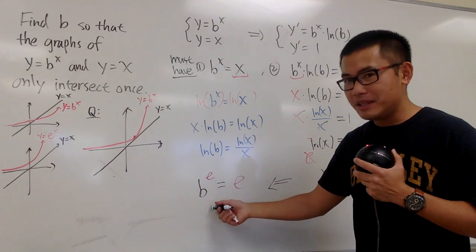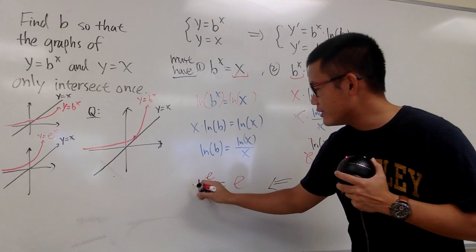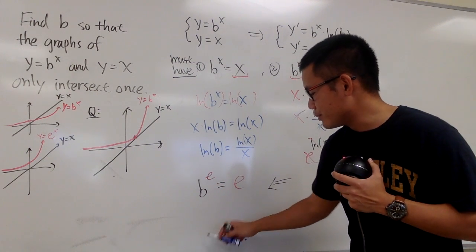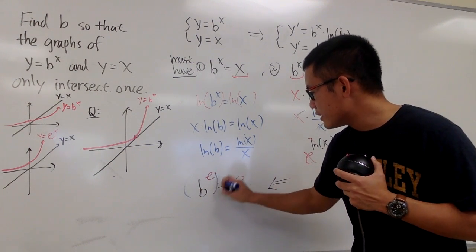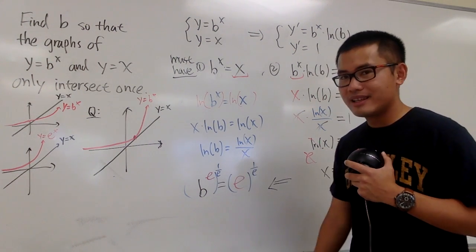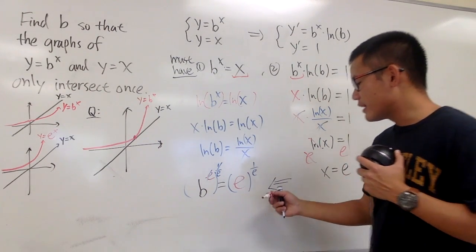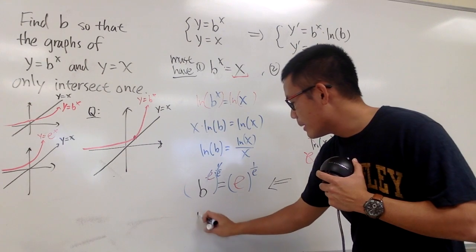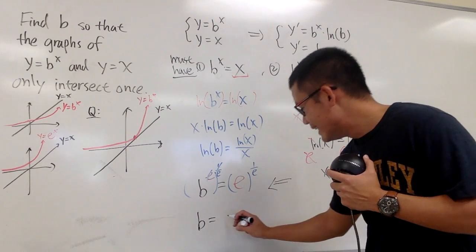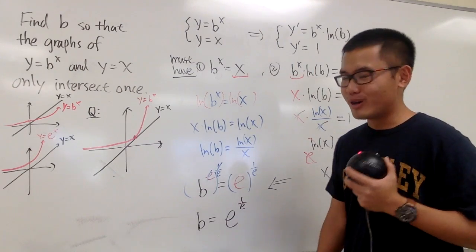And now what? I want to solve for b, and this is just a number in the power now. All I have to do is I can just go ahead and do it. Let me just put this down in blue. Raise both sides to the 1 over e's power. Can I do that? Yeah, so that e and the 1 over e power will cancel each other out. In other words, we get b is equal to e to the 1 over e's power.